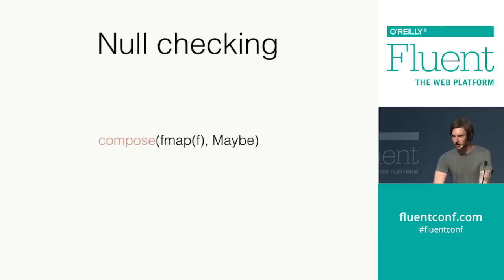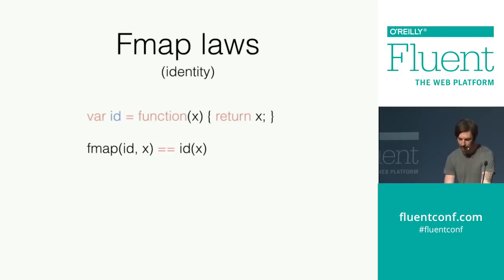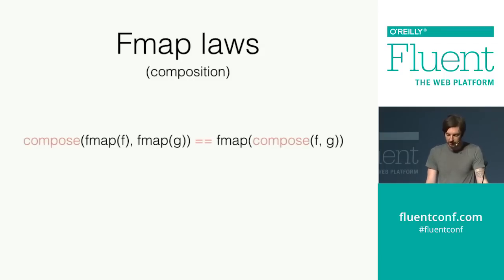So maybe it's just a constructor function, but it's a function. So we can compose that constructor. And we can partially apply fmap because it's curried. All right. So it's got some laws. We've got identity, and we've got composition.